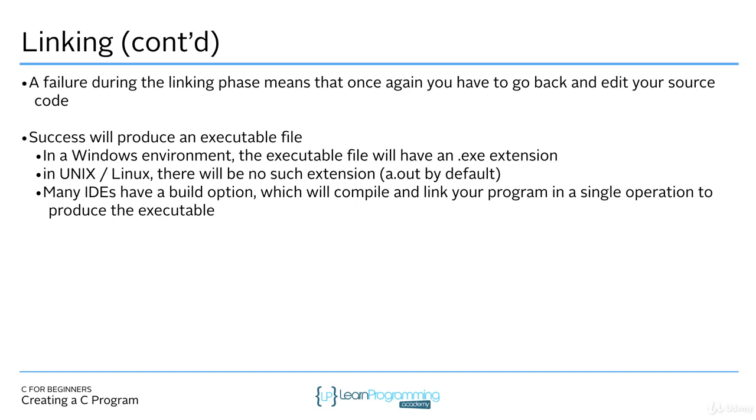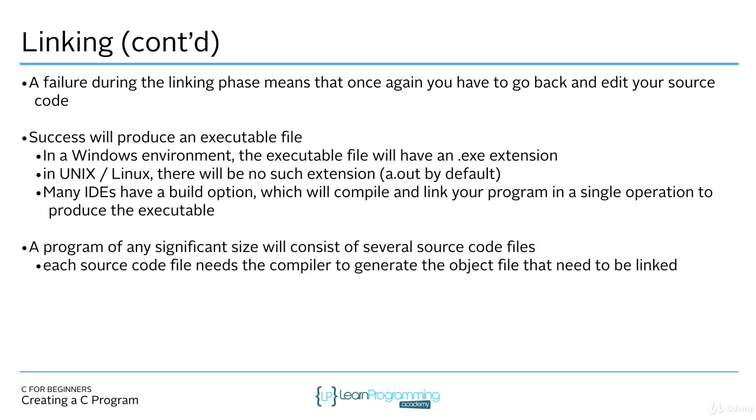But most IDEs, and Code::Blocks as well, will have a compile and link program in a single operation, and it will produce the executable, and then you can just double click the executable. Or you can run the executable from a command or from a menu option. But at the low level, if you're on Linux, you're going to see an a.out by default as your executable. On Windows, you'll see a .exe.